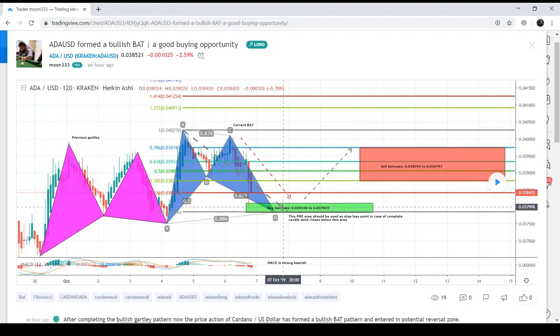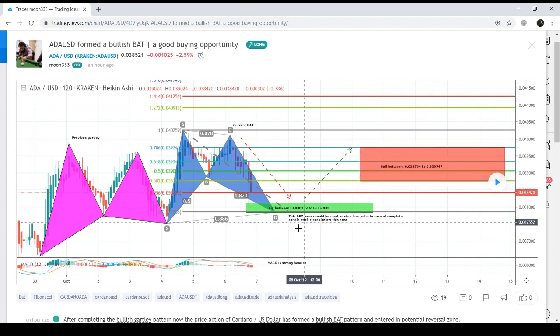So we are expecting that after the completion of this bat pattern, the price action will take the bullish divergence from this potential reversal zone, which is from 0.786 up to 0.886 Fibonacci, and it will hit the sell zone, which will be the CD Fibonacci projection from 0.382 to 0.786 Fibonacci.